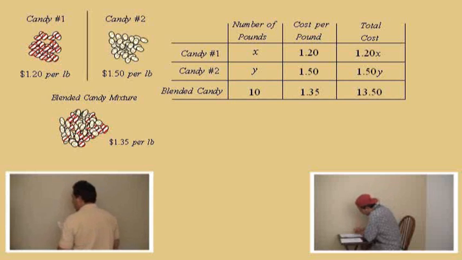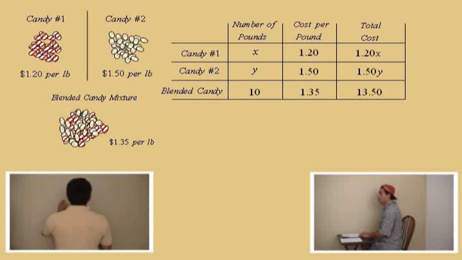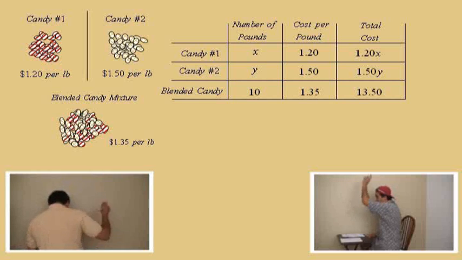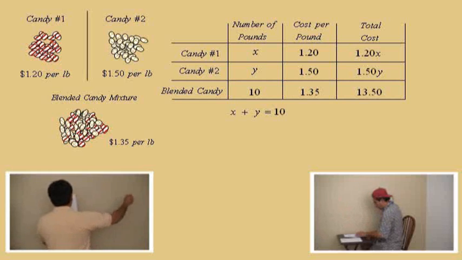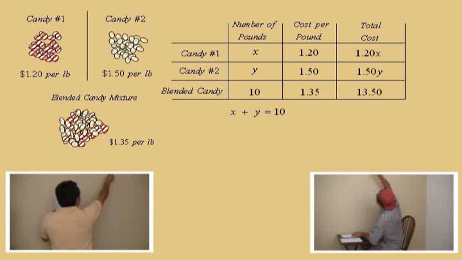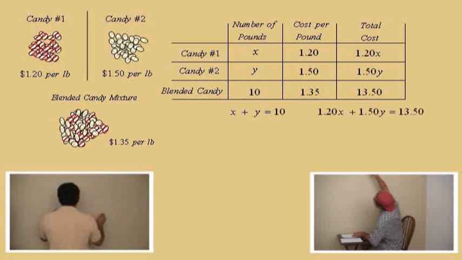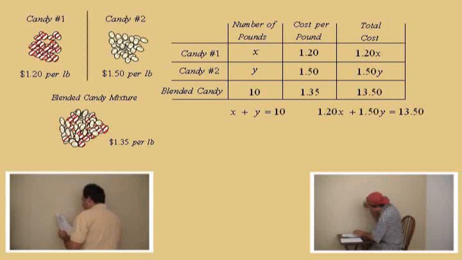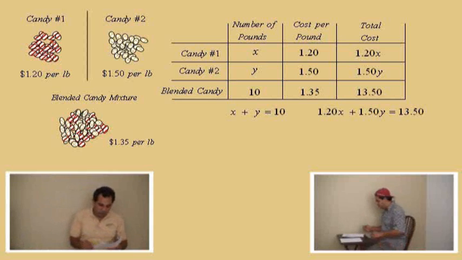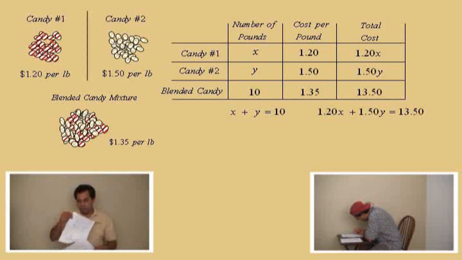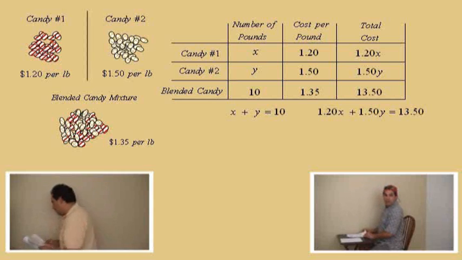Okay, very nice. So, Charlie, what's our equation from this first column? Okay, candy 1. Number of pounds of candy 1 plus number of pounds of candy 2 must be 10. So what's your equation? X plus Y equals 10. Now, the total cost. The total cost from candy 1 plus total cost from candy 2 must equal the total cost of candy in the blended mixture. So, Charlie, what's our equation? 1.20x plus 1.50y equals 13.50. Very nice, Charlie. 1.20x plus 1.50y equals 13.50. Okay.